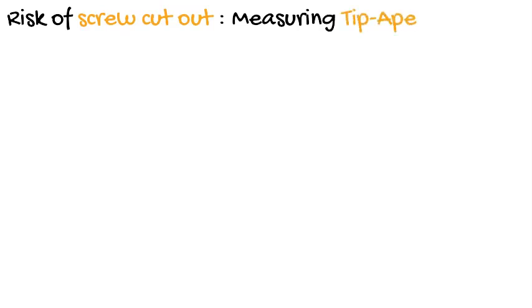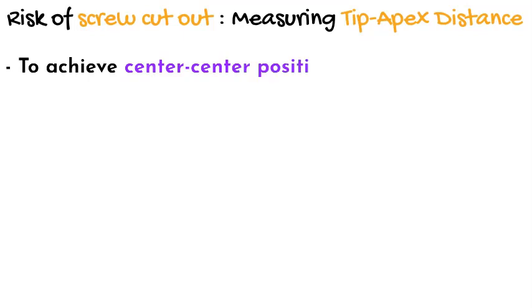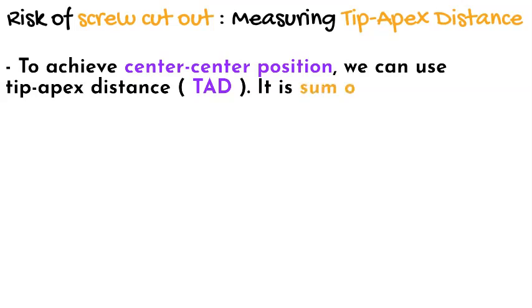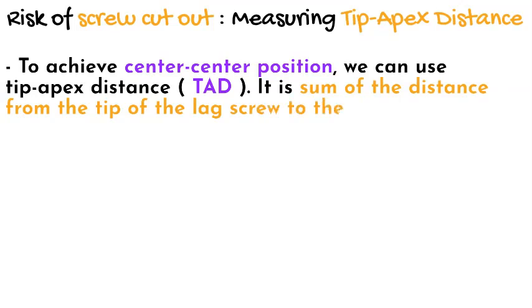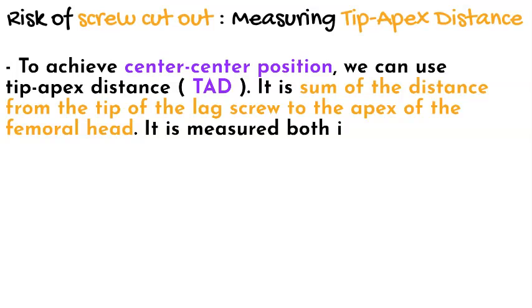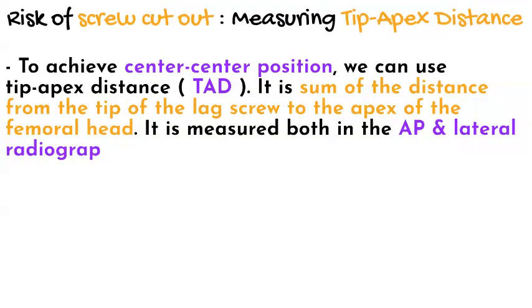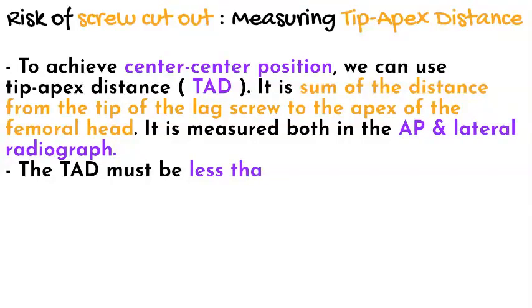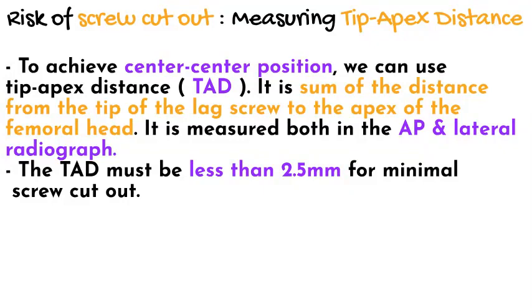The risk of screw pull out can be assessed by measuring the tip apex distance. To achieve a center-center position, we can use the tip apex distance, TAD. It is the sum of the distance from the tip of the leg screw to the apex of the femoral head. It is measured both in the AP and lateral radiograph. The tip apex distance must be less than 2.5 mm for minimal screw cut out.